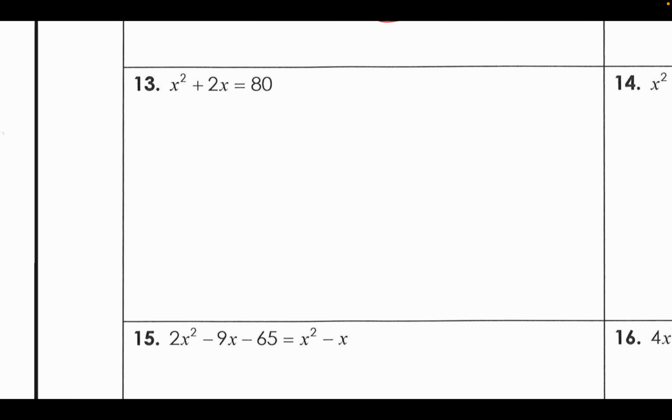Number 13, if we subtract 80 on both sides, we get x squared plus 2x minus 80 equals 0. No GCF. Go ahead and make the x since there are three terms. Anytime there's three terms, you do want to make the x. We have negative 80 on top, as we do 1 times negative 80, positive 2 on the bottom, because b is on the bottom. Two numbers that would fit the bill would be negative 8 and positive 10.